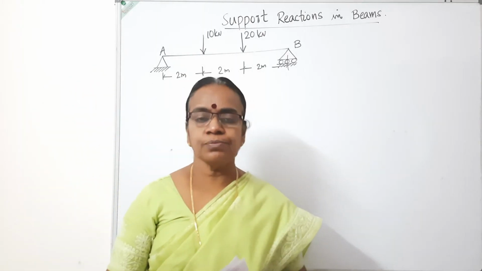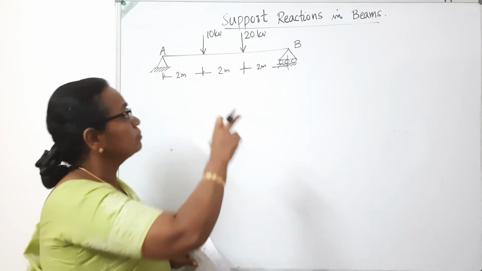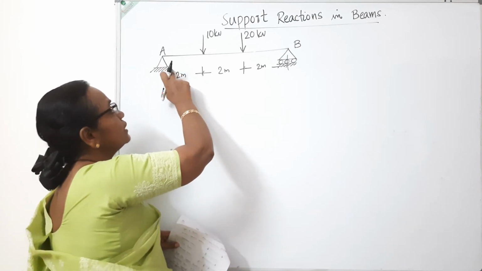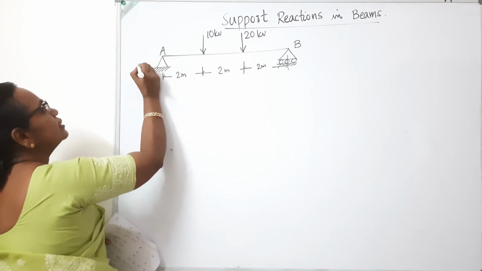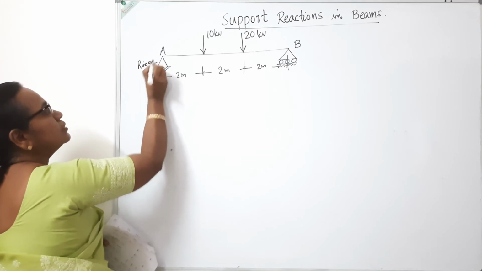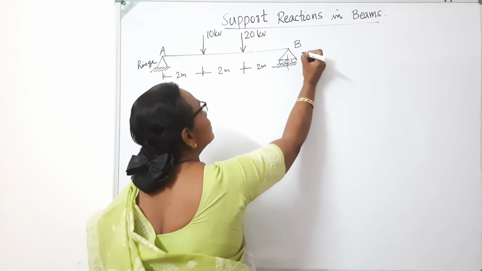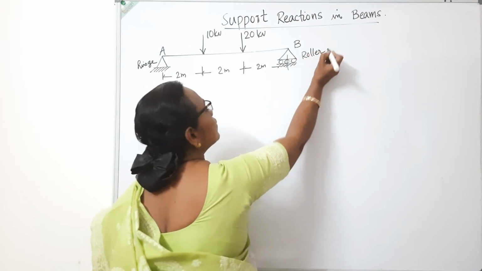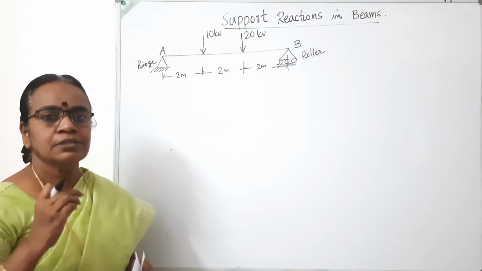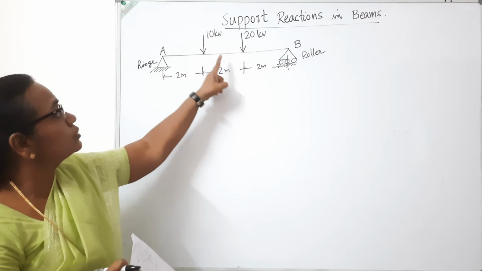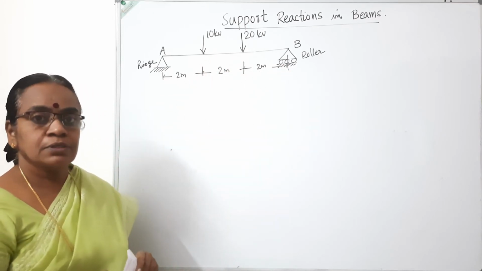So coming to the numerical examples on how to find the support reactions in beams. Consider a beam. One end of the beam is on a hinge, a symbol like this, a triangle with a base like this. This is called a hinge support. And this circle below that is called a roller, and this end is a roller support. So a beam, one end is on a hinge, the other end is a roller support, and it is carrying two loads, 10 kilonewton and 20 kilonewton.